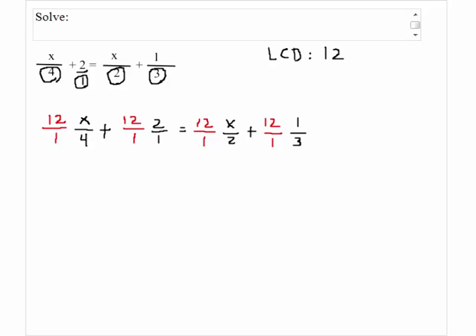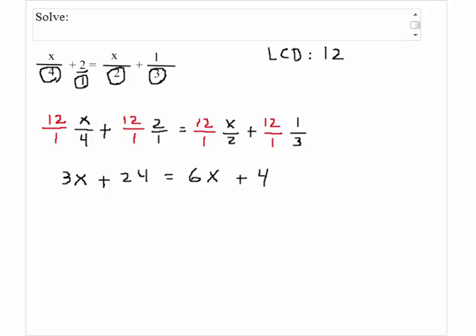So we have 12 divided by 4, gives me 3. So I have 3x. I eliminate the fraction here. Second term, we have 12 times 2. That becomes 24. On the right-hand side, I have 12 divided by 2, which is 6. We have 6x plus 12 over 3, which is equal to 4.